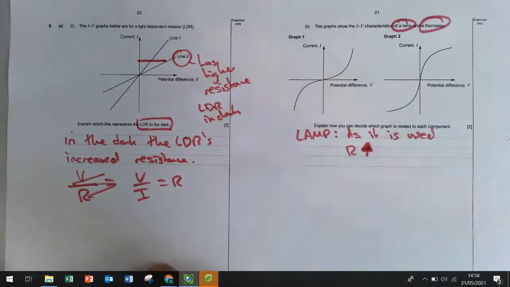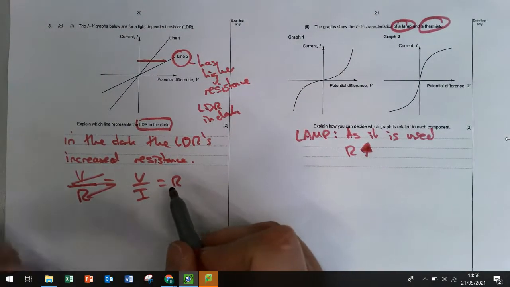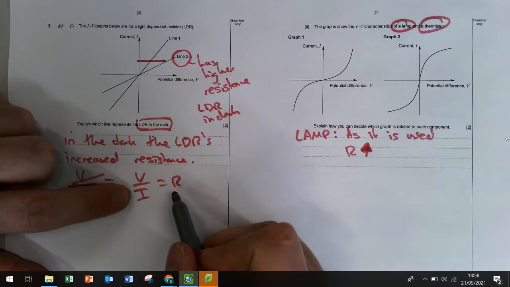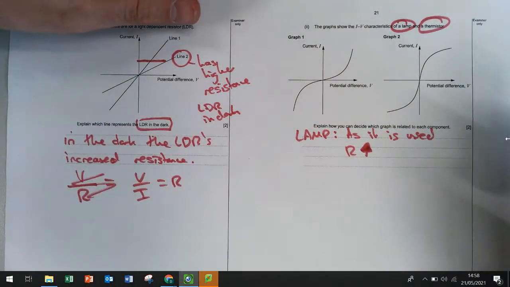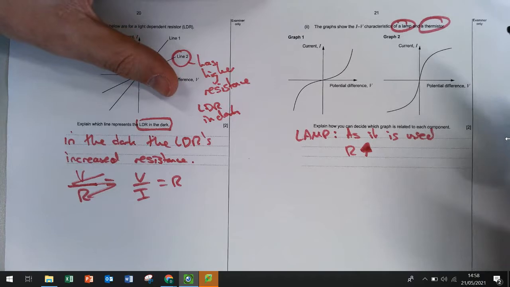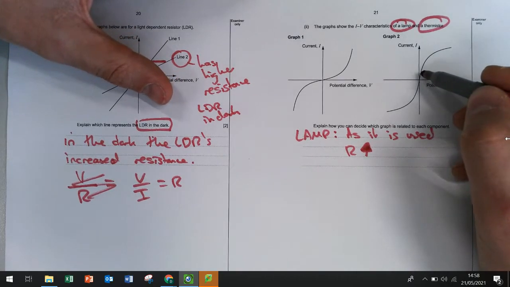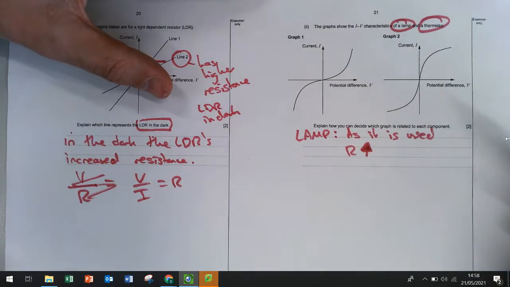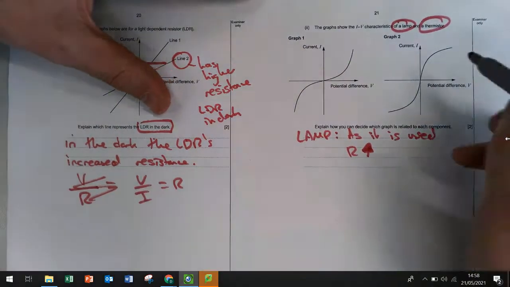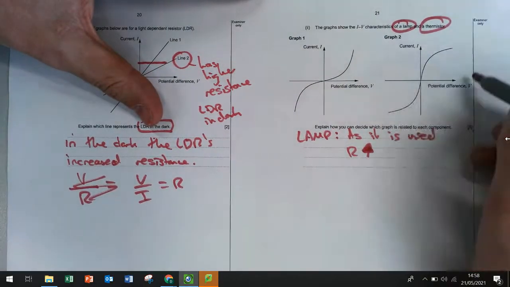So again, we can use our definition of resistance. Resistance is potential difference divided by current, and think which one of these has a higher resistance. So which one of these has the potential difference going up and up and up, but the current not increasing, which means this fraction gets bigger? Well, that is clearly graph 2.